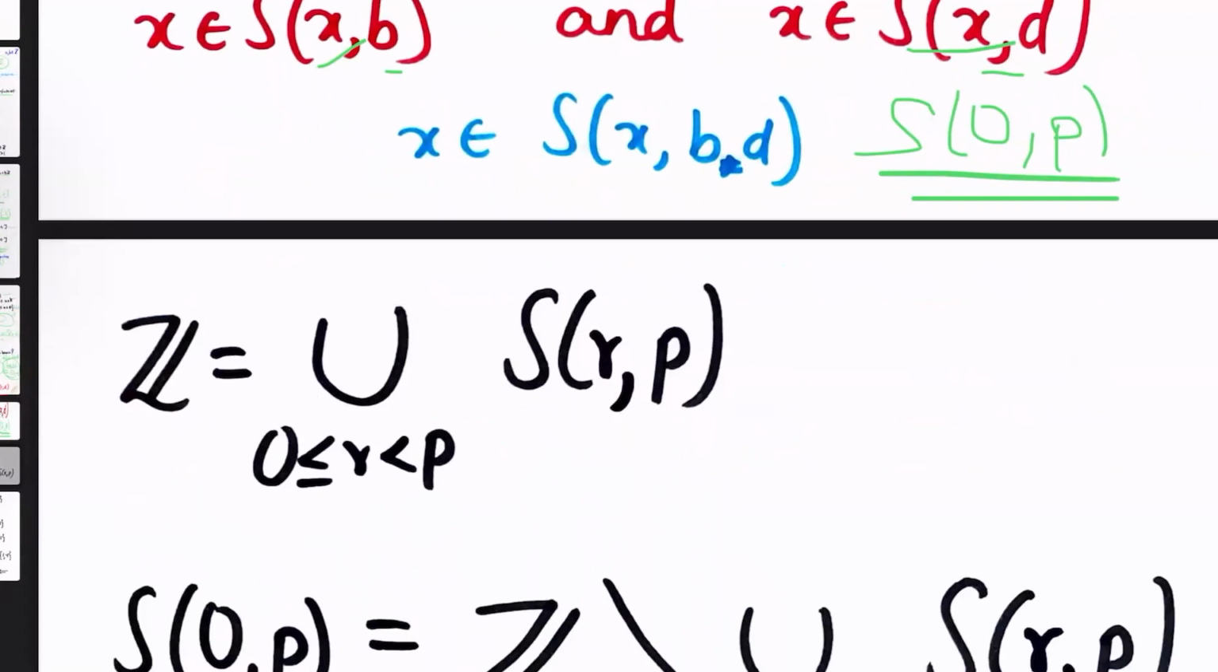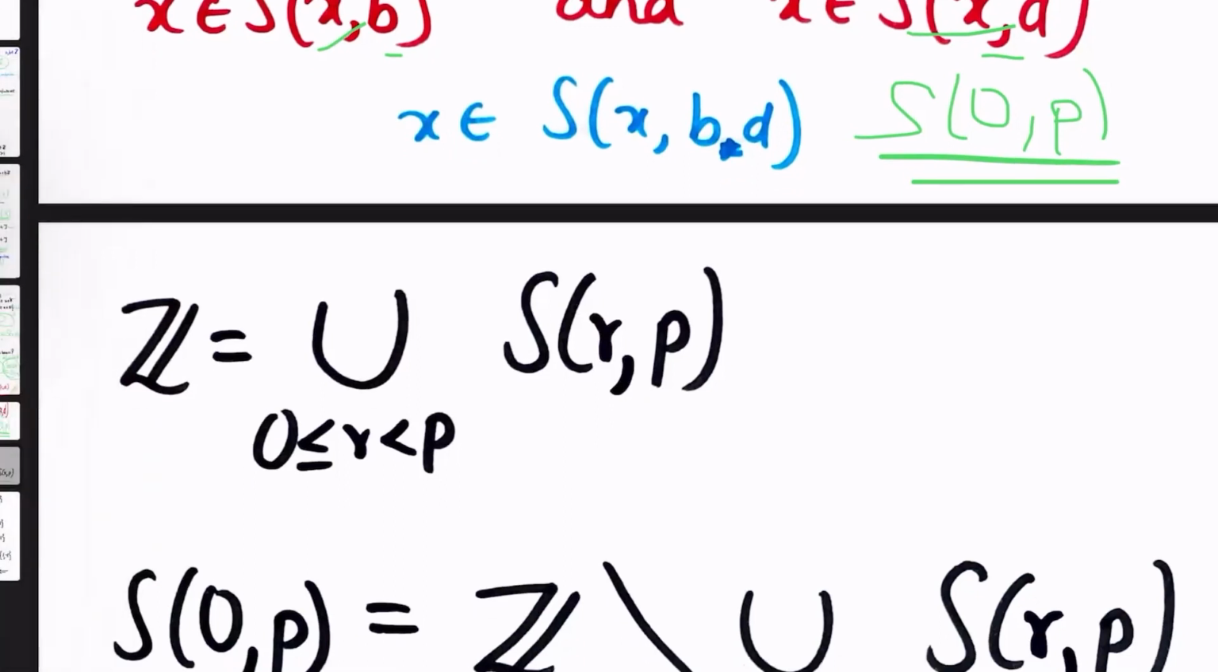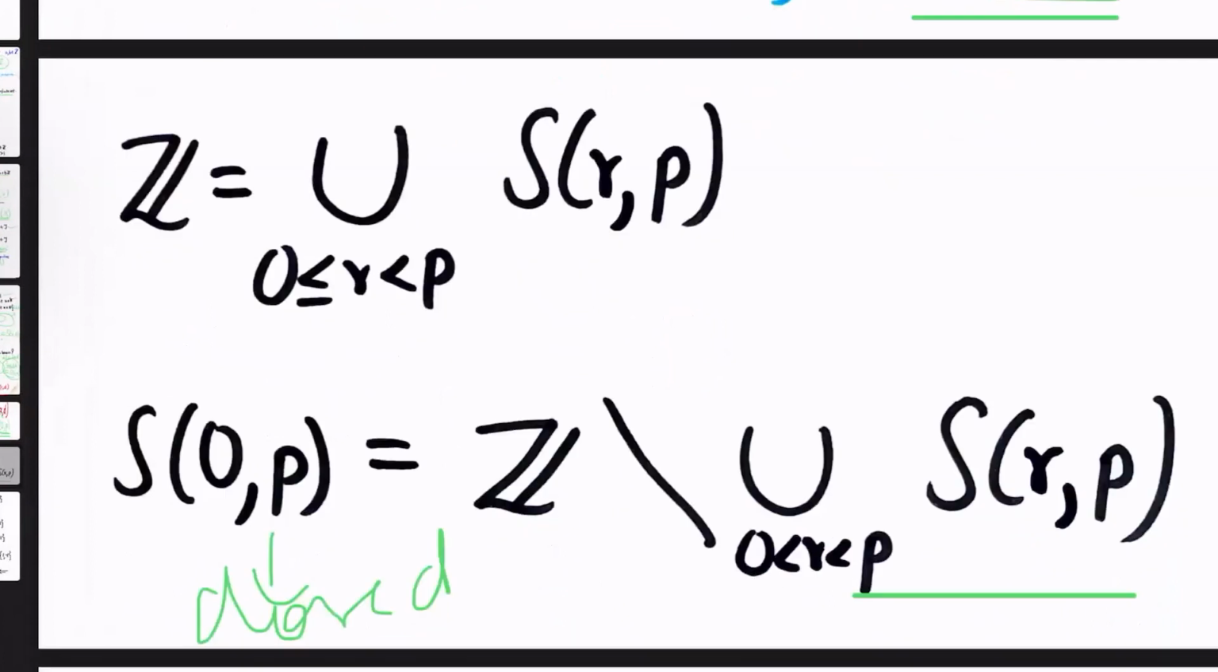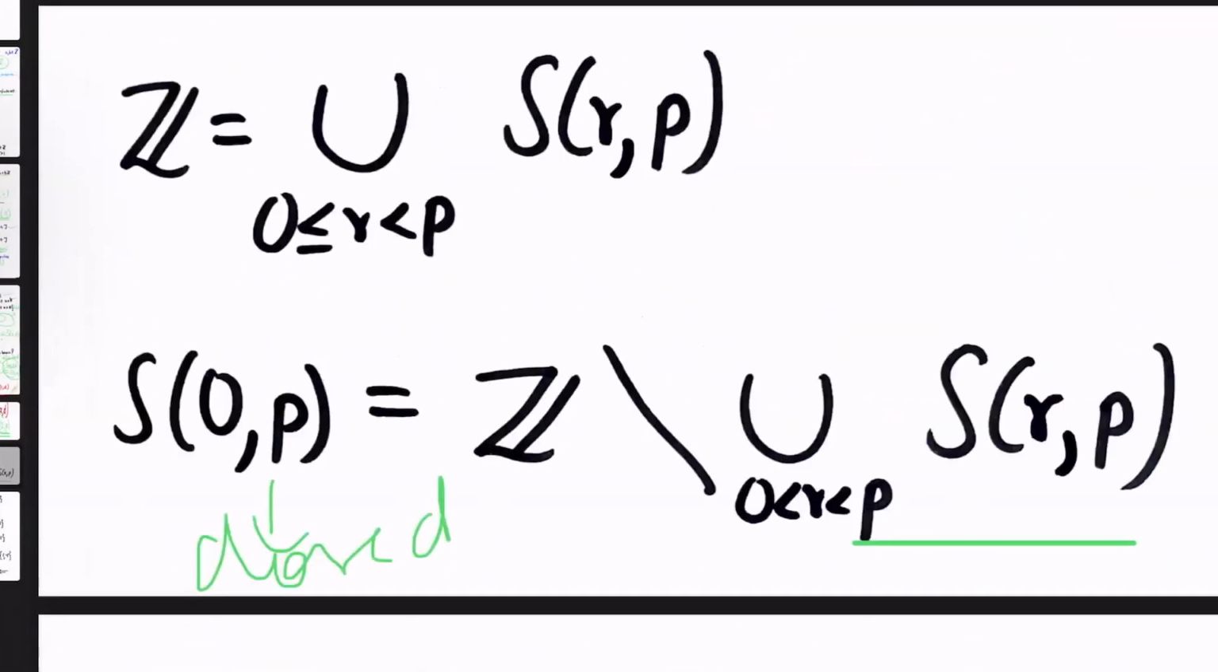Now each of these is open, and a finite union of open sets is open. So the member here on the left is open and the complement of open is closed. So S_{0,P} is not just open, but it's also closed. Now let's suppose that there are only finitely many primes, P1 to Pn.